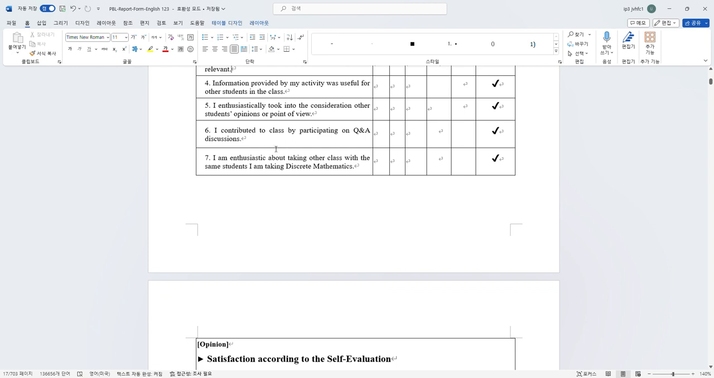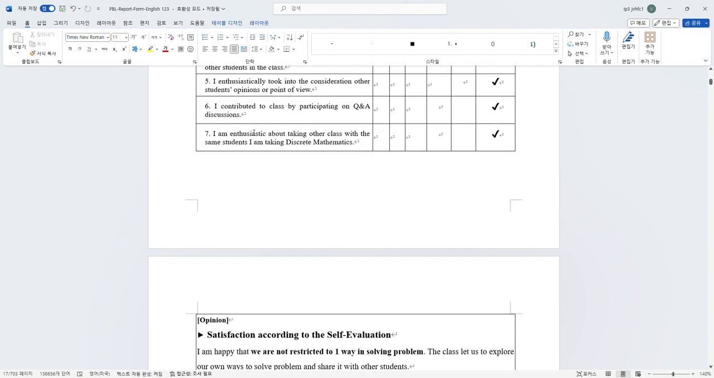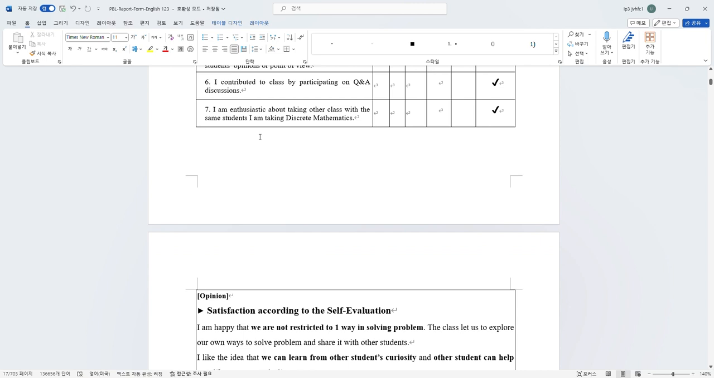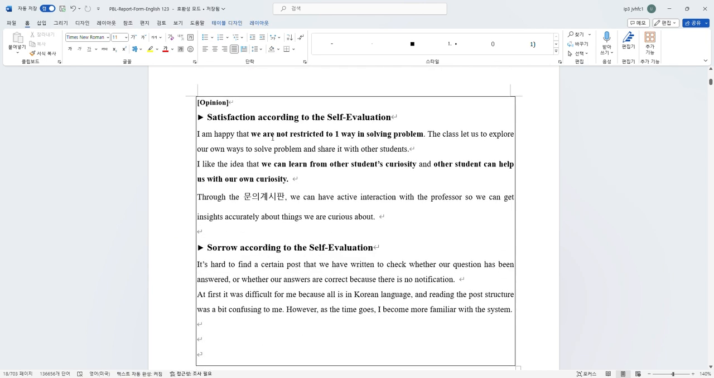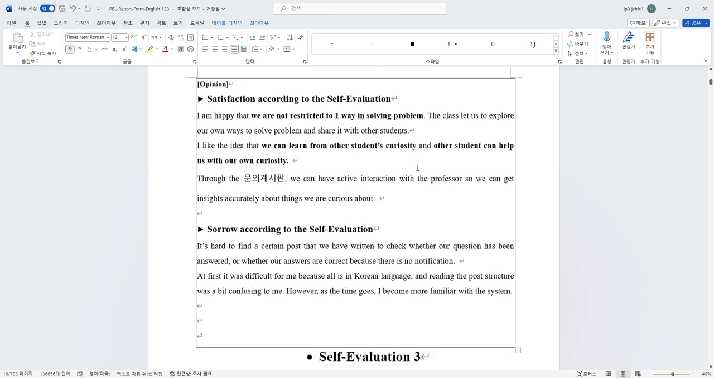I am enthusiastic about taking another class with the same students, such as discrete mathematics. I'm happy that we are not restricted to one way of solving problems, and the class lets us explore our own ways to solve the problem and share it with others. I like the idea where we can learn from other students' curiosity, and other students can help us with our curiosity.